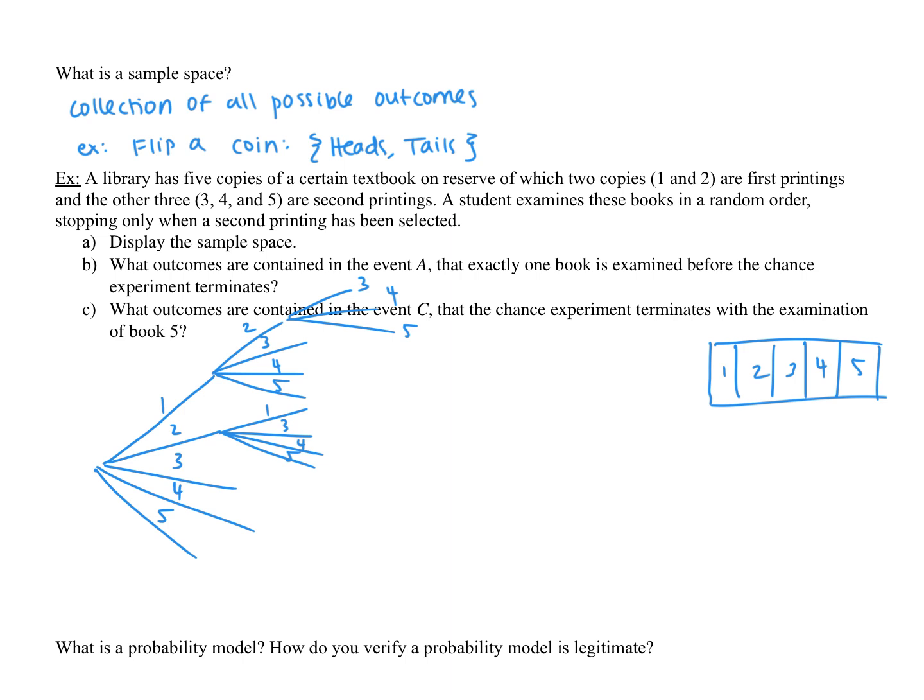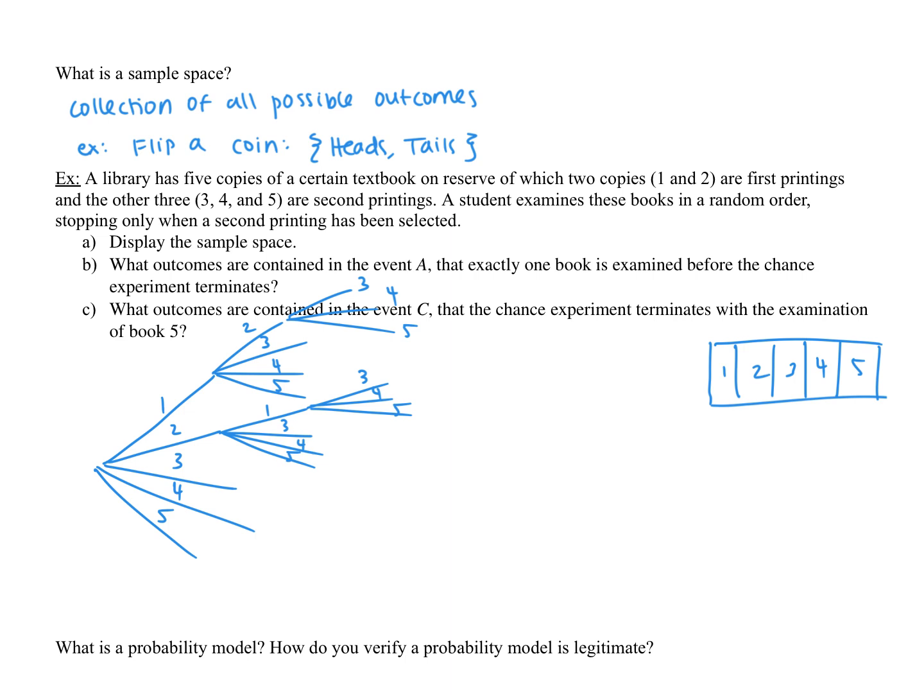And then the only other time that the student is going to choose again, if they choose book 2 and then book 1, they have to go again. So 2 and 1, they have to go again. They would get 3, 4, 5. So this is one way of displaying the sample space.